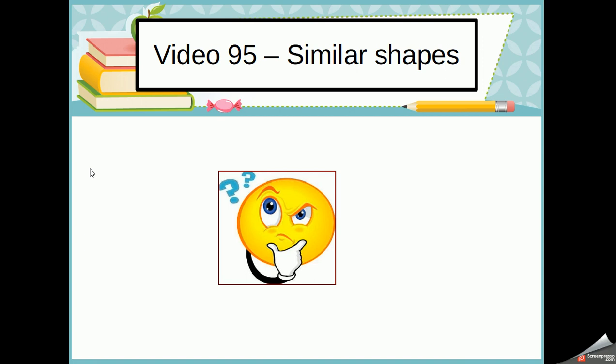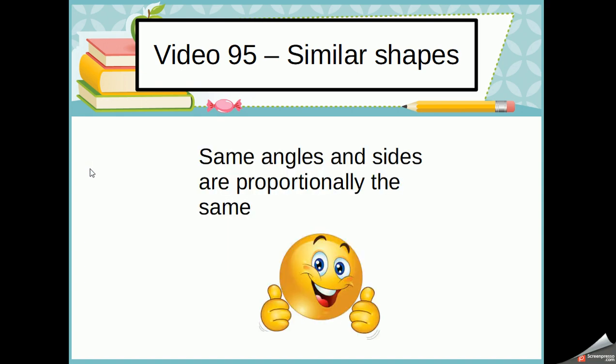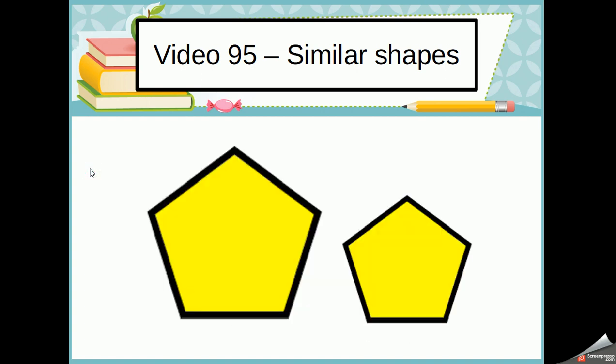Video 95 is going to look at similar shapes, moving on from congruent, where they were identical, to similar. So what does this mean? Well, it means the angles and sides are proportionally the same. Basically, it means that it's exactly the same shape except it's bigger or smaller.